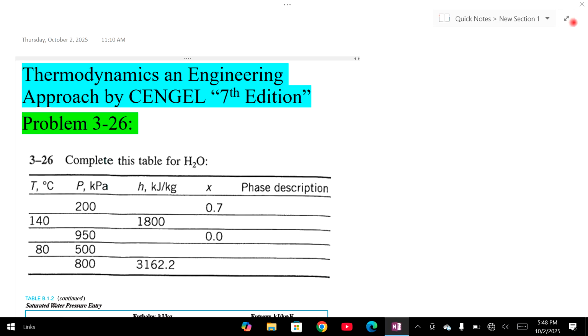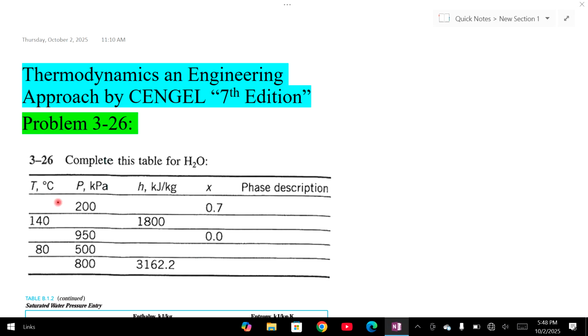Bismillahirrahmanirrahim. In this lecture, I am solving problem 3-26 from the book Thermodynamics: An Engineering Approach by Cengel, 7th edition. The problem gives us a table and requires us to complete the table for H2O, water.